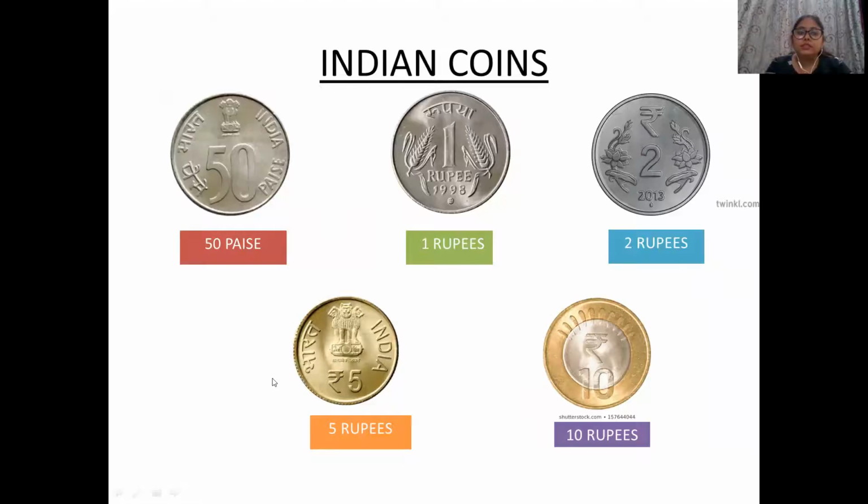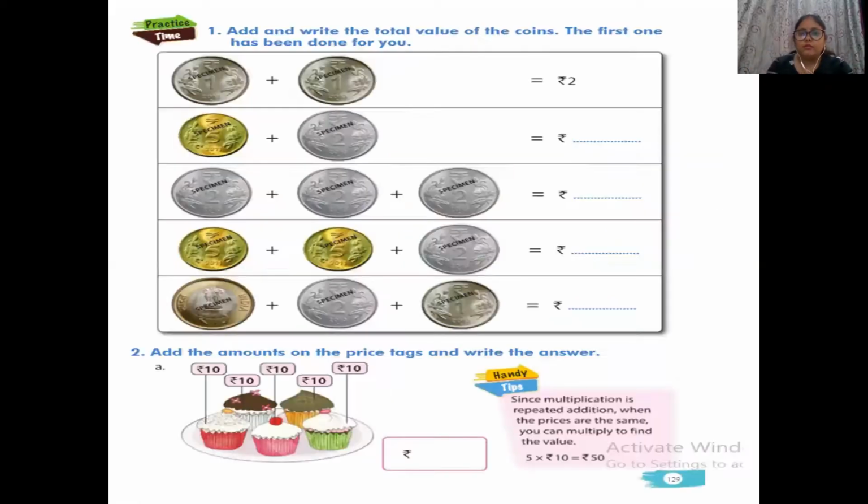See, this is the 50 paise. When we add another 50 paise to it, it will be 100 paise, and 100 paise will be equal to 1 rupee. So when we have two coins of 50 paise, they make a 1 rupee coin. Or we can say that 1 rupee is equal to 100 paise, or 100 paise is equal to 1 rupee. Now after understanding the concept, this is the practice time.